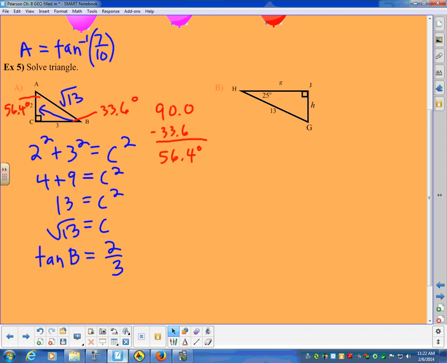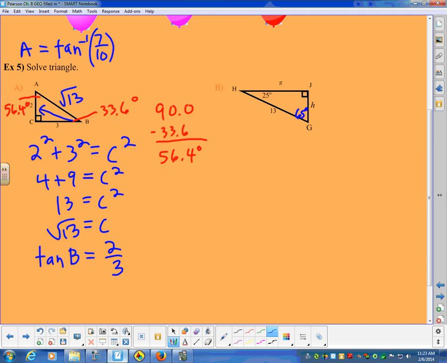What'd you guys get for G? Yeah, you're supposed to be doing this one right now. This should be 55, that's right. 65. Oh, 65, yeah, that would be correct. So 65.